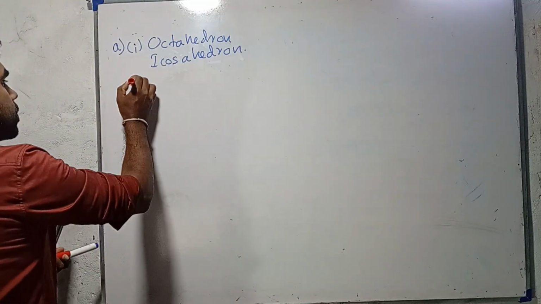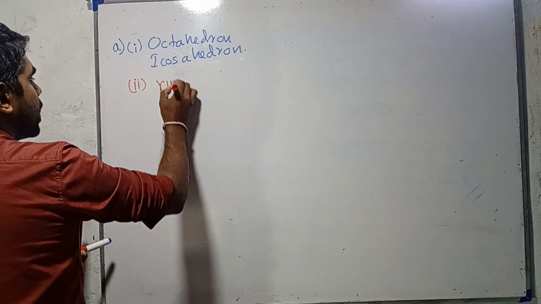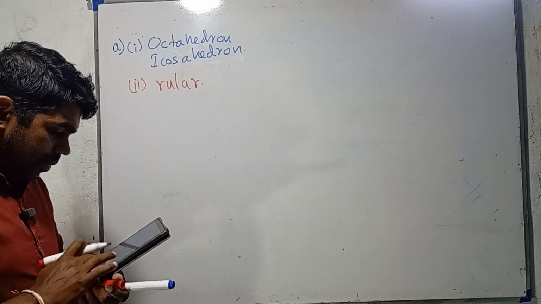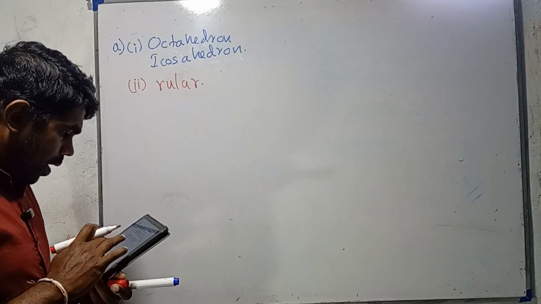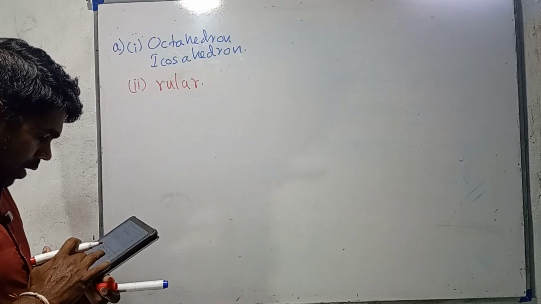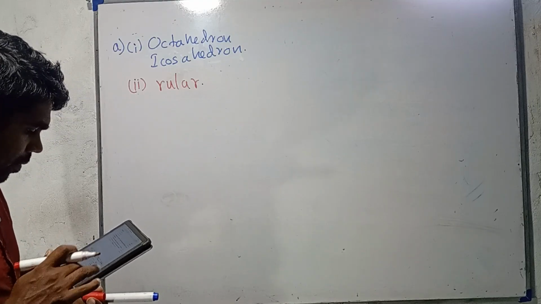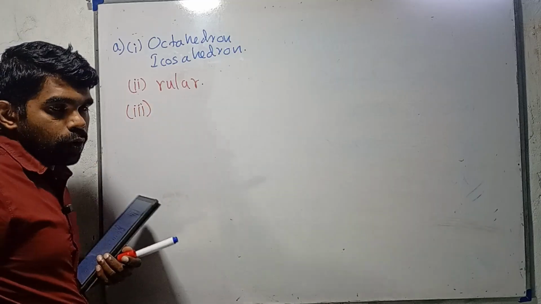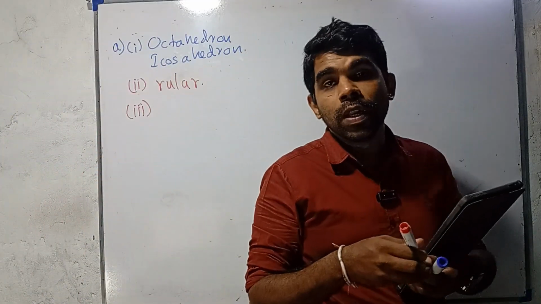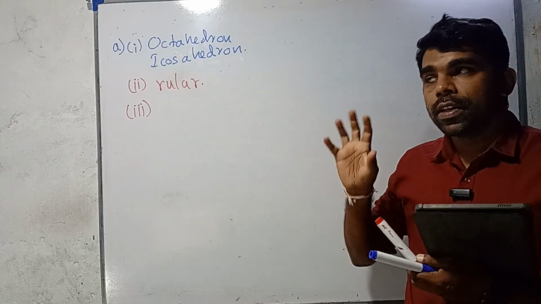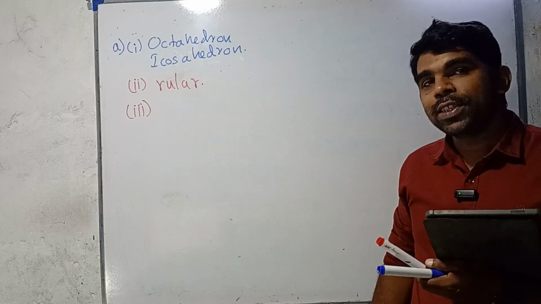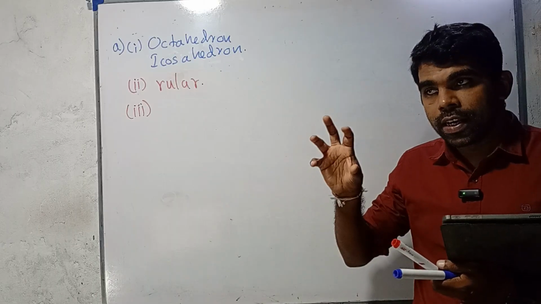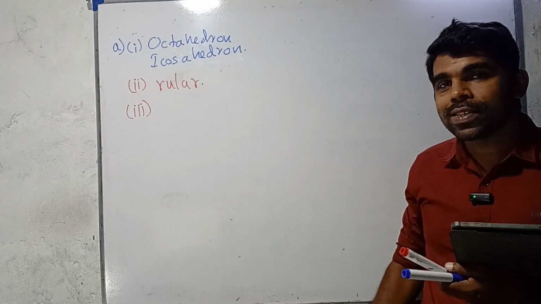We can use a ruler, or we can say a meter ruler, as the instrument. Then part 3, name two platonic solids. We know that for a platonic solid, all faces are regular polygons and there is only one shape for all faces, and a constant number of faces meet at a point.